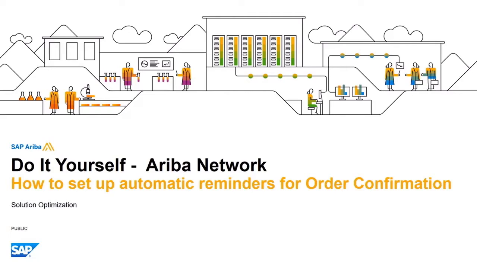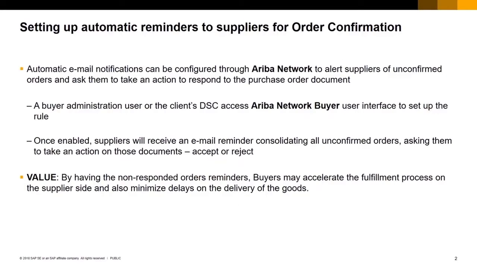And today we'll review a configuration in Ariba Network to enable email notification to suppliers whenever a purchase order document sent by your organization is not confirmed by your suppliers. So let's review how it works and how to set up this rule. Automatic email notifications can be configured through Ariba Network to alert suppliers of unconfirmed purchase orders, and ask them to take an action to respond to the purchase order document.